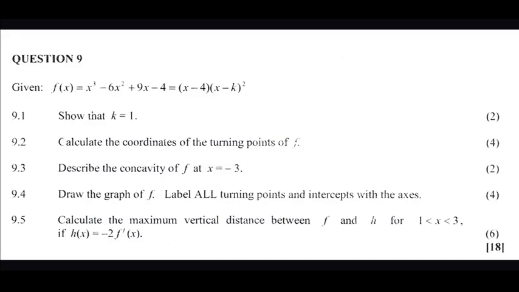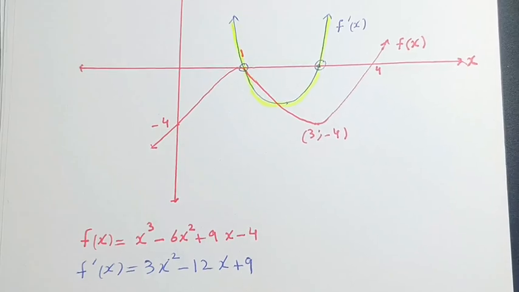9.5. Calculate the maximum vertical distance between f and h for the interval between 1 and 3, if h of x is equal to -2 multiplied by the first derivative of f of x. I'll show you how to solve this question. To understand the last question is very important.